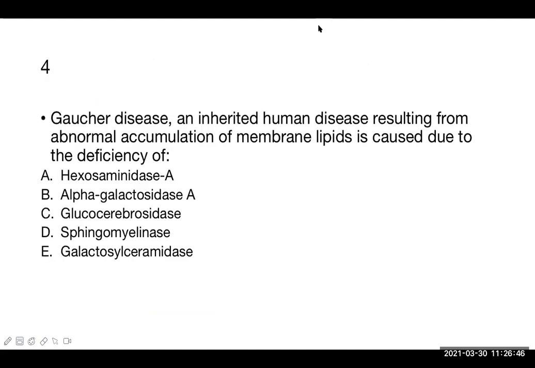Now, this is a straightforward question. Okay, see here, Gaucher disease, an inherited human disease. This is an autosomal recessive disorder, that's why it is written like that. Resulting from abnormal accumulation of membrane lipid, it is caused due to the deficiency of which of the following enzymes? Is it hexosaminidase A? Is it alpha galactosidase A? Is it glucocerebrosidase, sphingomyelinase, or galactosylceramidase? Which is the answer here?